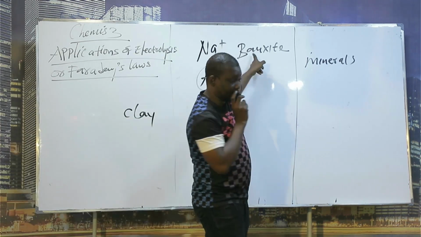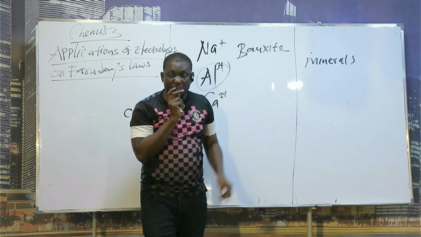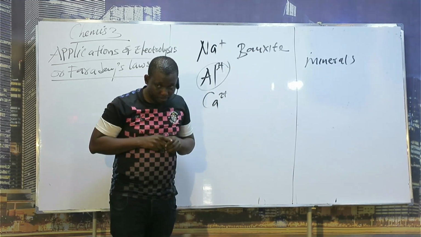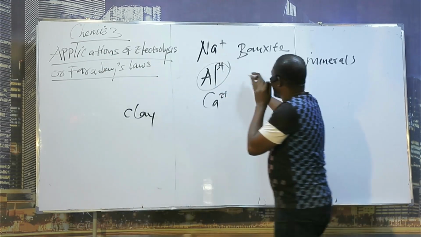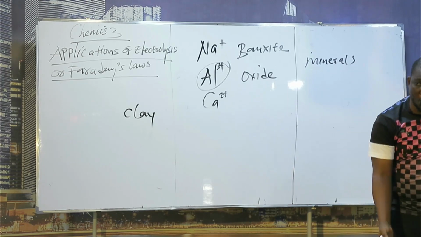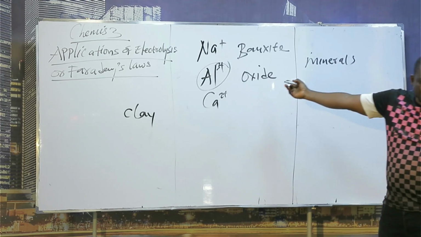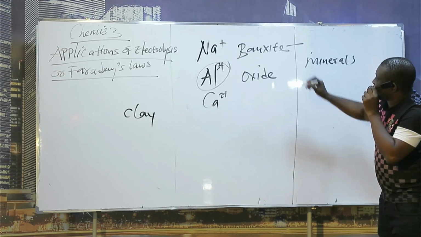You know this bauxite. Which class of ore is this bauxite? As a class of ore, bauxite is an oxide ore. Are you with me? What is the formula of bauxite? Let's check.